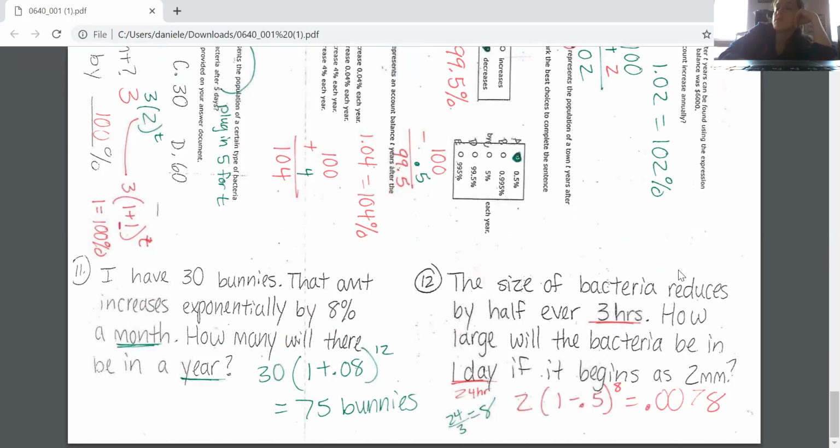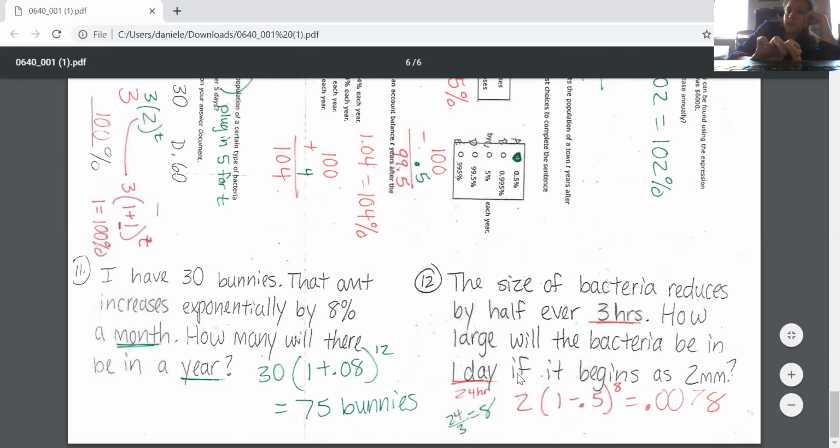Lastly, number 12, the size of the bacteria reduces by half. How large will it be in a day if it started at 2 millimeters? So I start with 2. 1, it's decreasing, it's reducing, so I do 1 minus. A half is like 50% or 0.5, so that's my decimal here. Now the tricky part is this time up here. Here's what you have to think about.